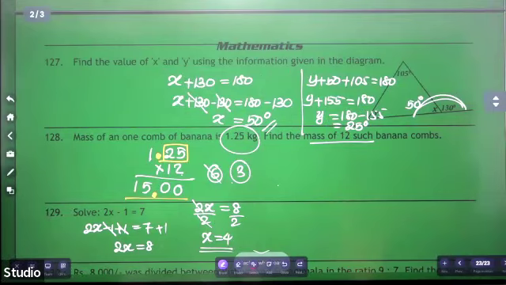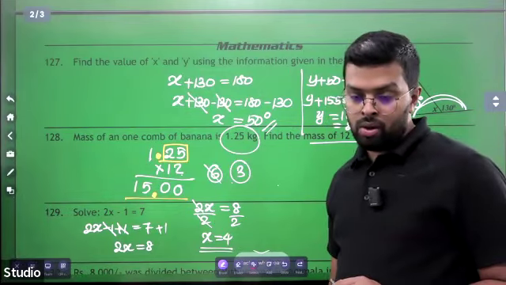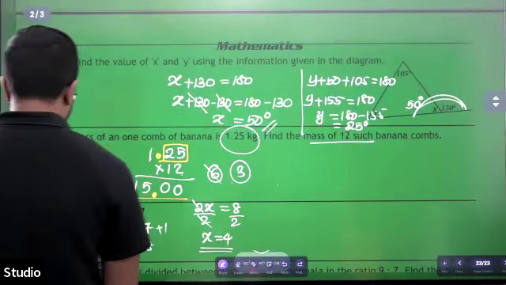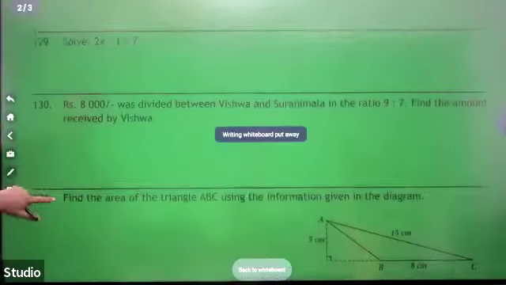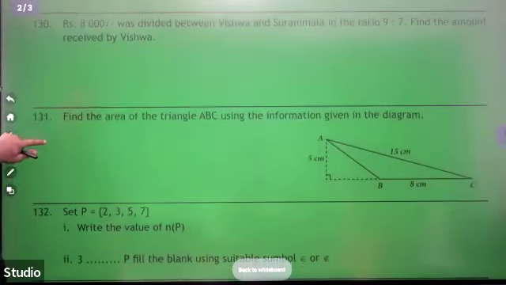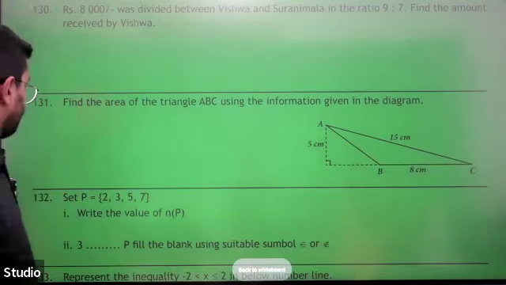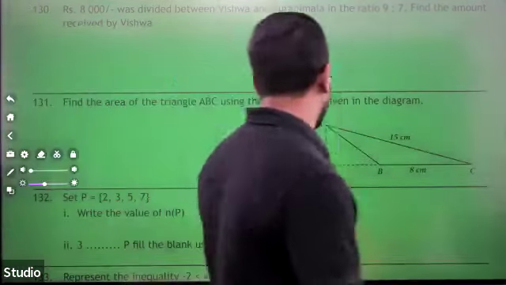Am I clear enough? Yes? All right. Okay, let's move on. Right, questions 130, 131 and 132.